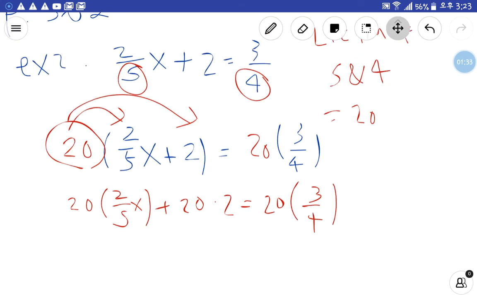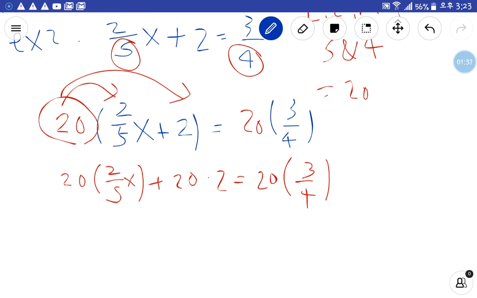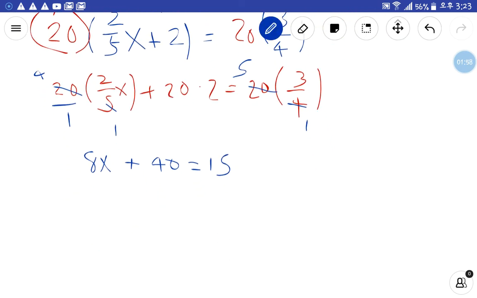Okay, now I'm going to simplify everything. So 20 can be 20 over 1. 5 can go into 20 4 times. 4 times 2 is 8 over 1, which is 8, times x. Plus 20 times 2 is 40. That becomes 15. Now what? Minus 40 on each side.